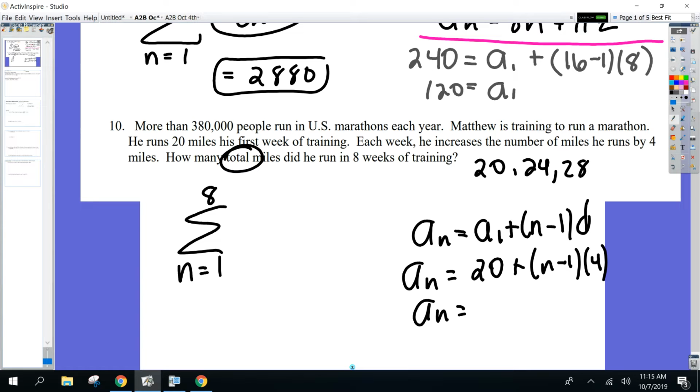Four n plus 16. Make sure to solve it though. Make sure to plug it in your calculator tomorrow. Just don't leave it hanging like that. All right.